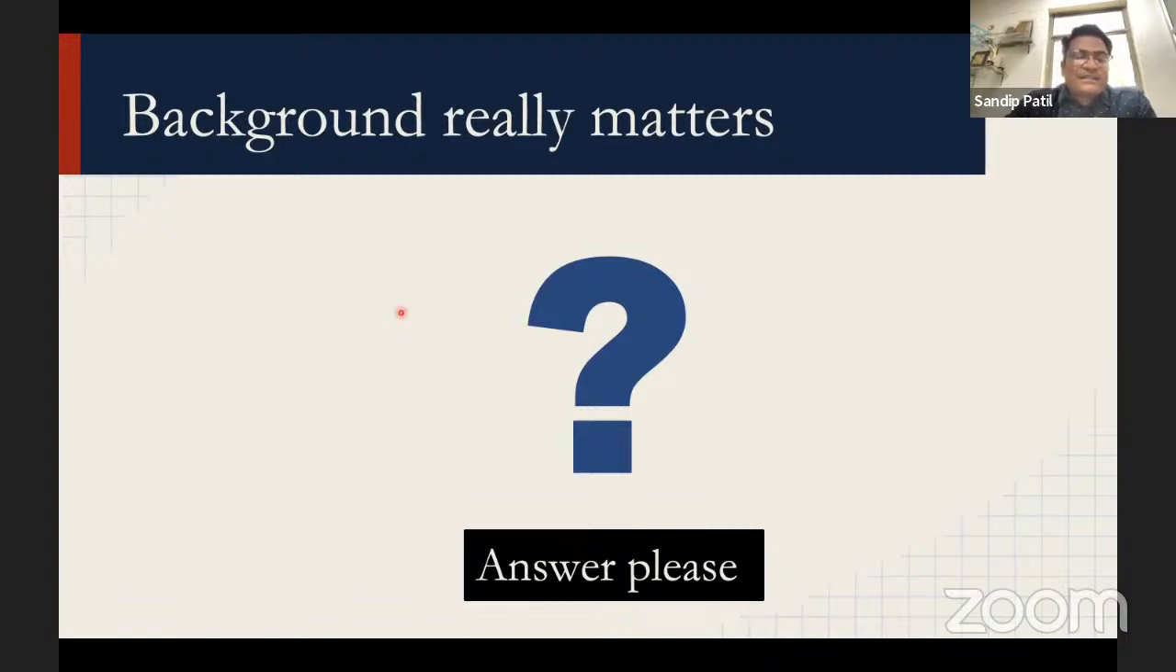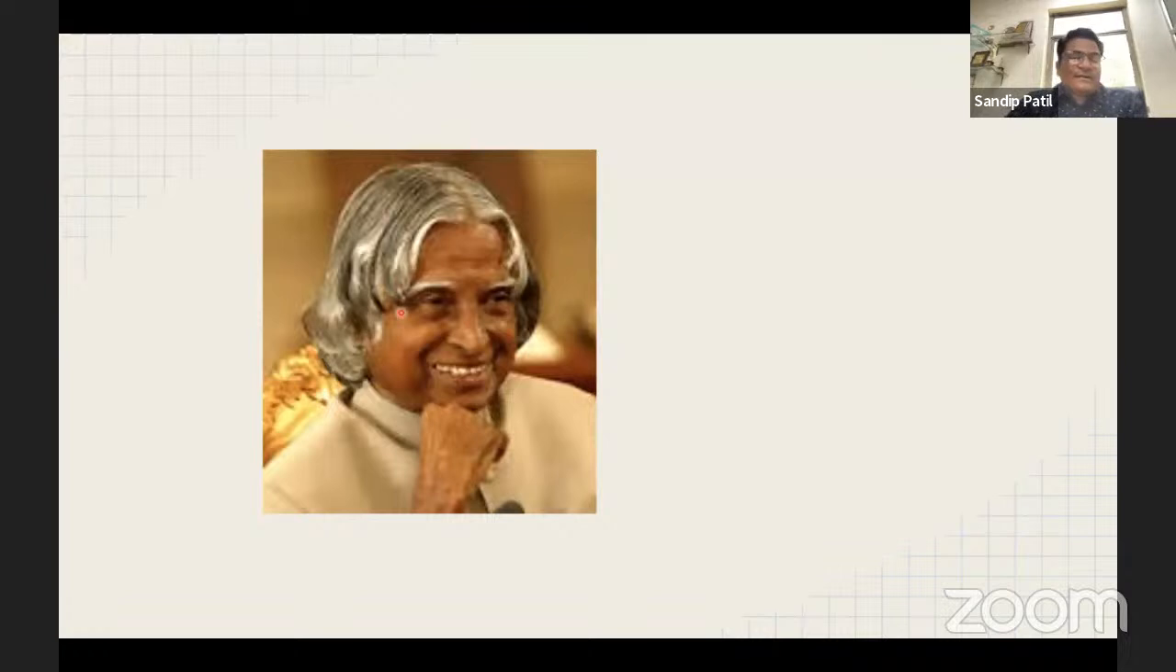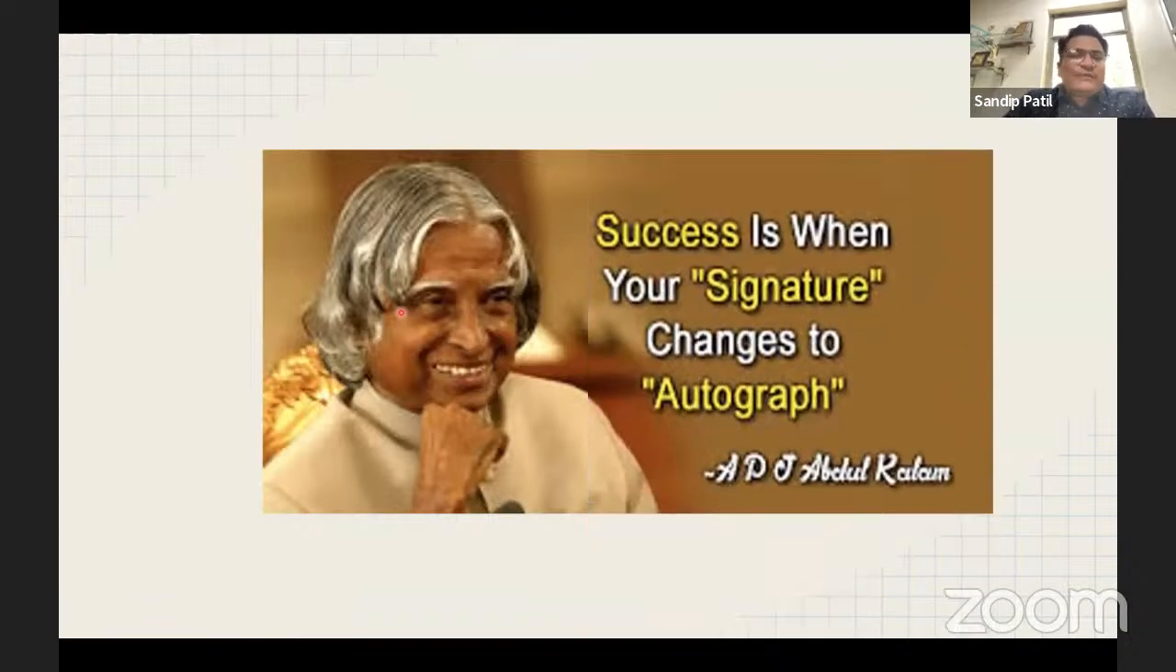This is not going to be a complete answer to your question that background really matters. So see this example. Dr. Abdul Kalam was born in a very poor family. Everybody attending this presentation today has gone through his biography and everything. What he always says is: success is when your signature changes to an autograph.